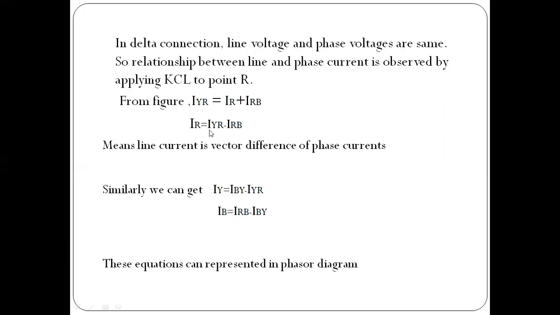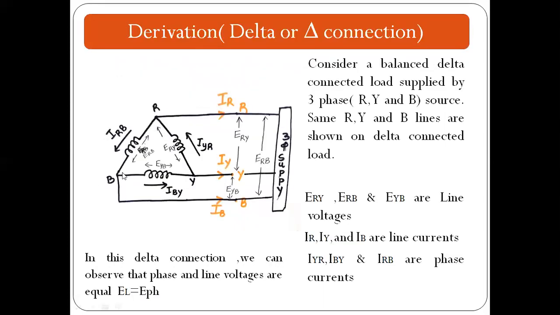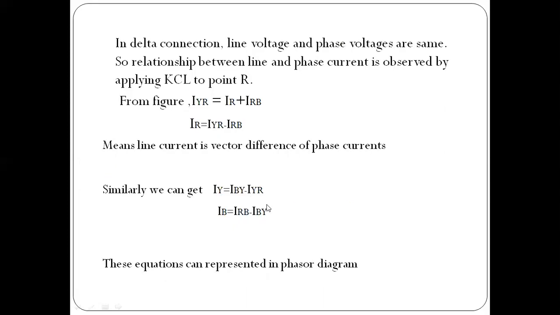From this, we can observe that IR is the line current, so the line current is the vector difference of phase currents. Similarly, if you apply KCL for the other two points, Y and B, we get similar equations. From these equations, the line current is the vector difference of phase currents. Whatever equations we have got by applying KCL, we can represent using a phasor diagram.